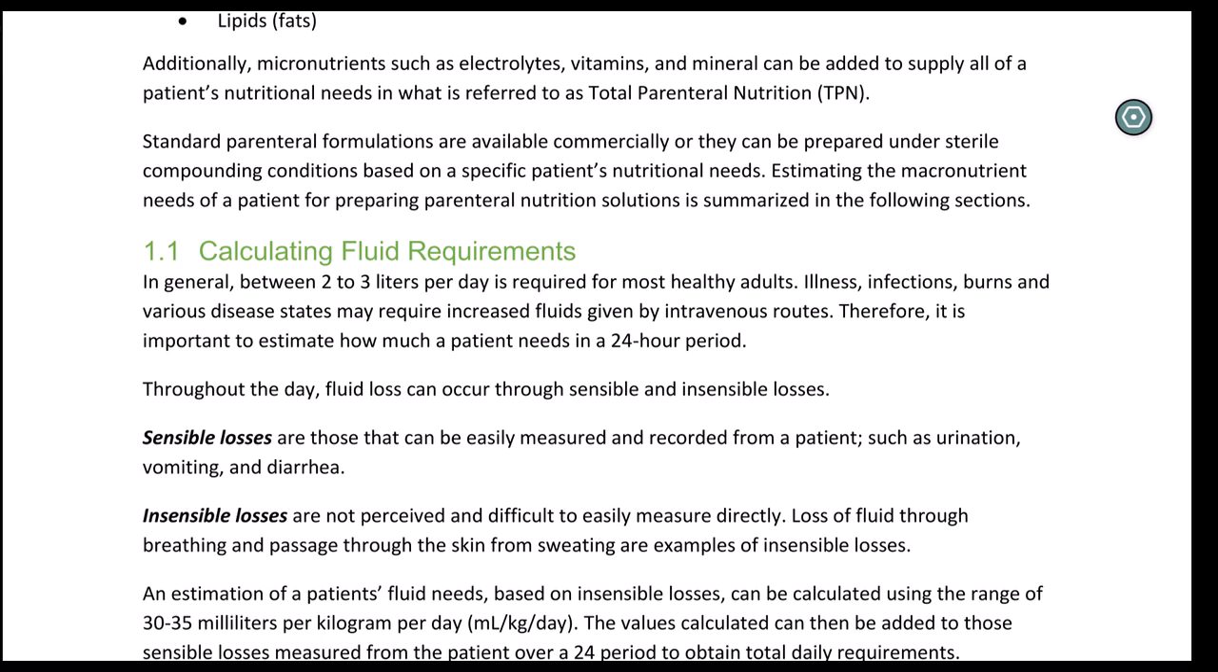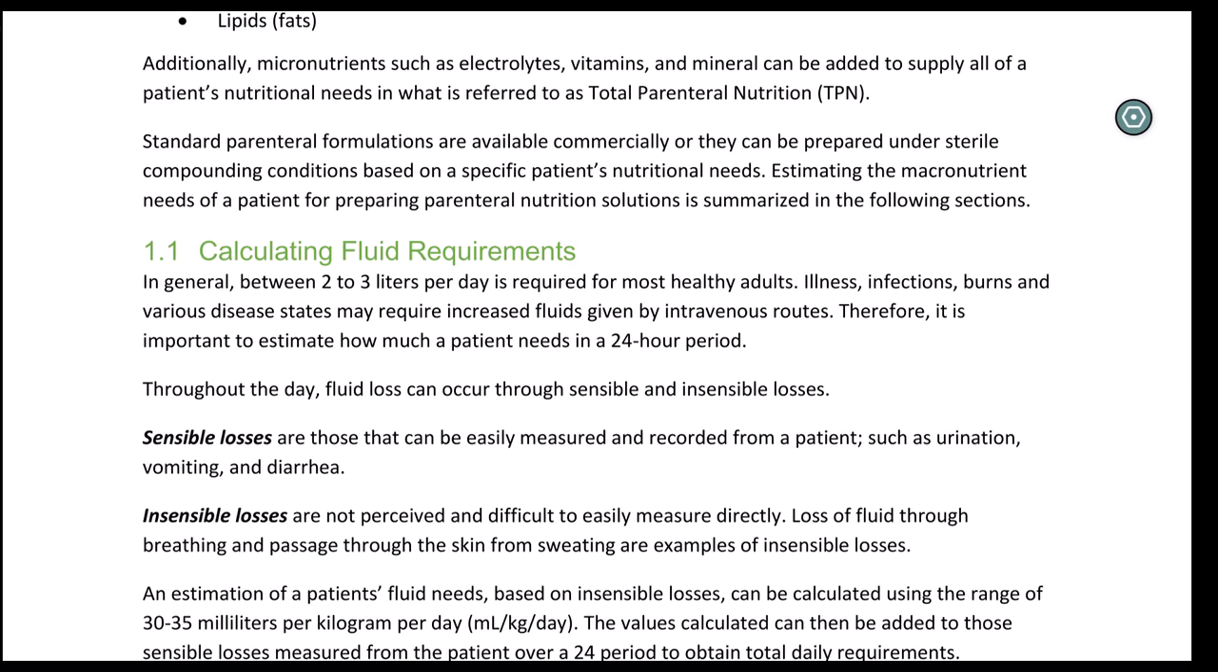So we are going to do some calculations based on looking at the patient's parenteral nutrition needs. The first thing we're going to do is look at how we calculate how much fluid the patient needs. In general, everybody needs about 2 to 3 liters per day for a healthy adult. Of course, a lot of people who are going to be using this are not considered healthy, so depending upon the disease state, they may require additional fluids. Therefore, it's important for us to estimate it, and everything we're estimating is for a 24-hour period.